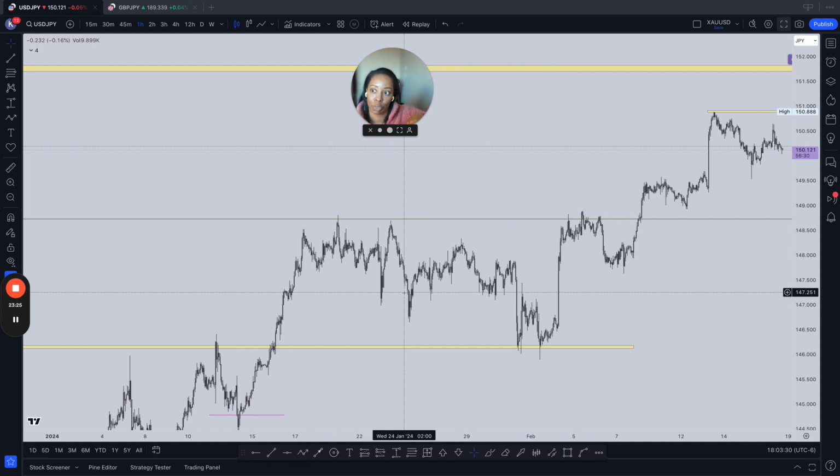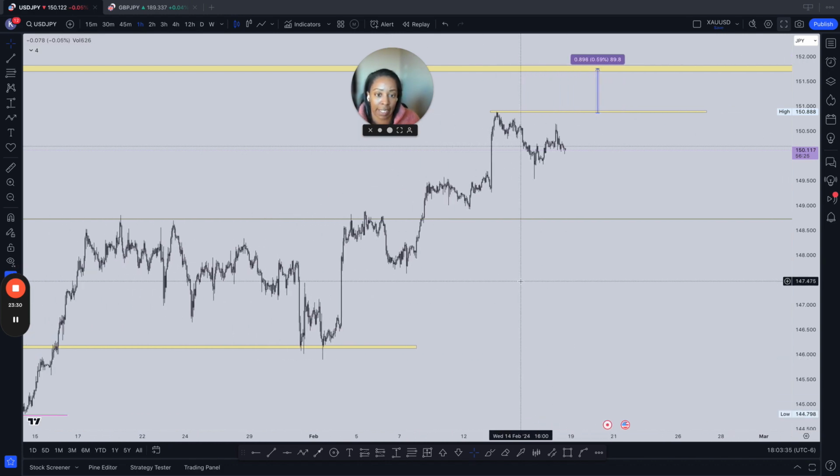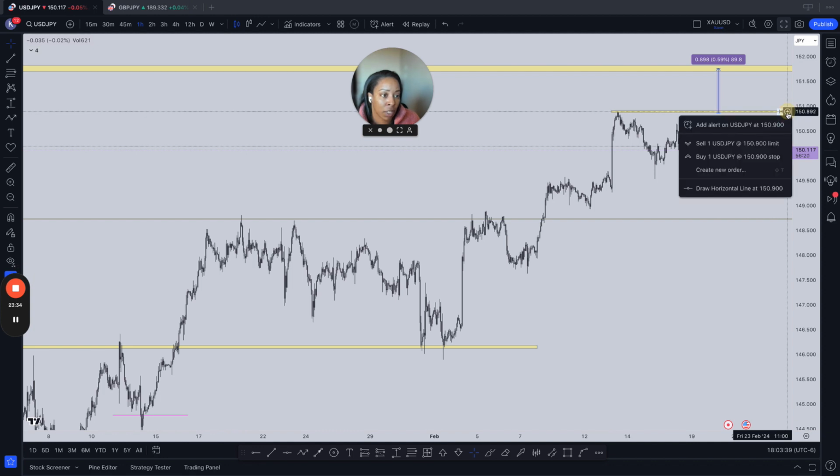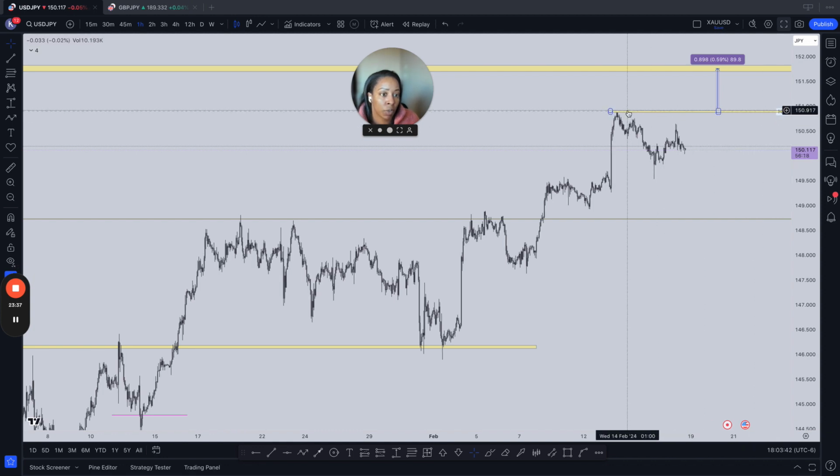I know for GJ for sure, USDJPY or UJ, I'm not 100% sure, but here is a markup. And basically, what I'm waiting for, actually, let me add my alert because I'm looking for a clean close above here.